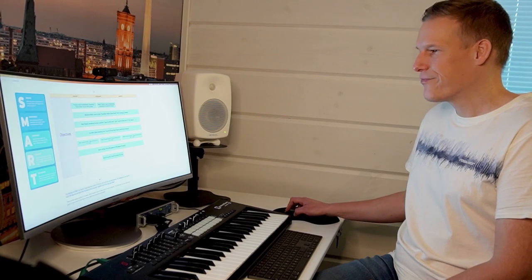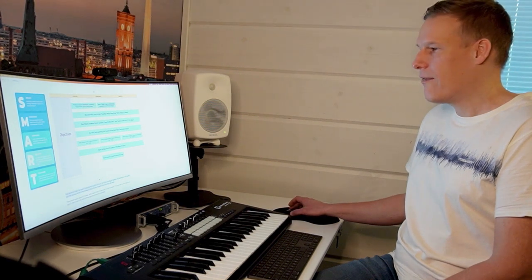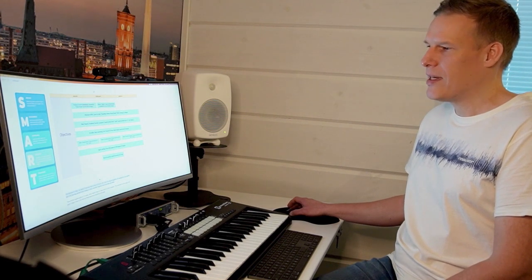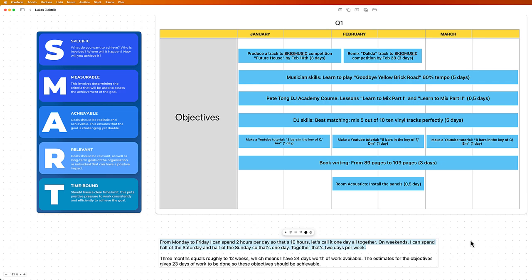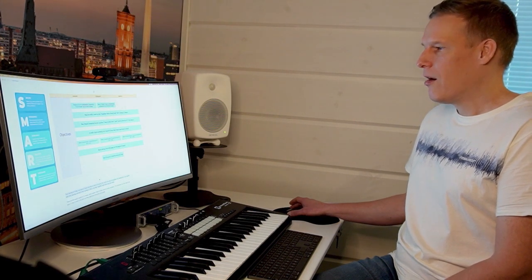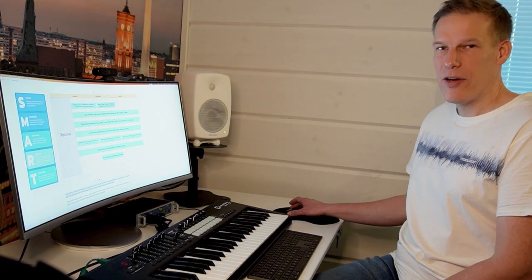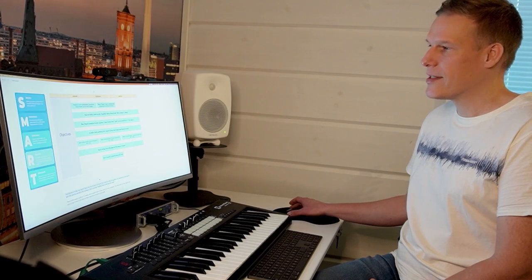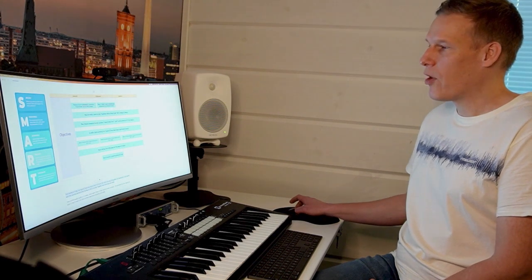Since I have a daily full-time job, I don't have all the time in the world during a week or during a month. So I was estimating that I could spend 2 hours per day, so it would be 10 hours during a week, and that's more or less worth one full-time work day. On weekends, I think that I can spend half of the Saturday and Sunday, so that sums up as 1 day. So this would be altogether 2 days per week that I can put into music making and these objectives in this table.